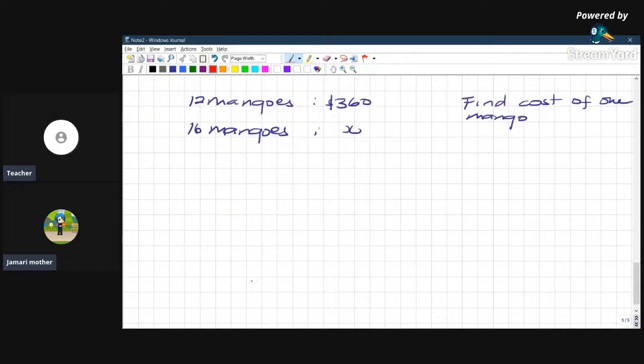Next page. Okay. So this one is quite similar again to the setup for the first one that we had. Let me read it for you. If 12 mangoes cost $360, what is the cost of 16 such mangoes? 12 mangoes cost 360. How much money are we going to pay for 16 of those same mangoes? So first thing we need to do is find the cost of one such mango. So what would be the cost for one such mango?